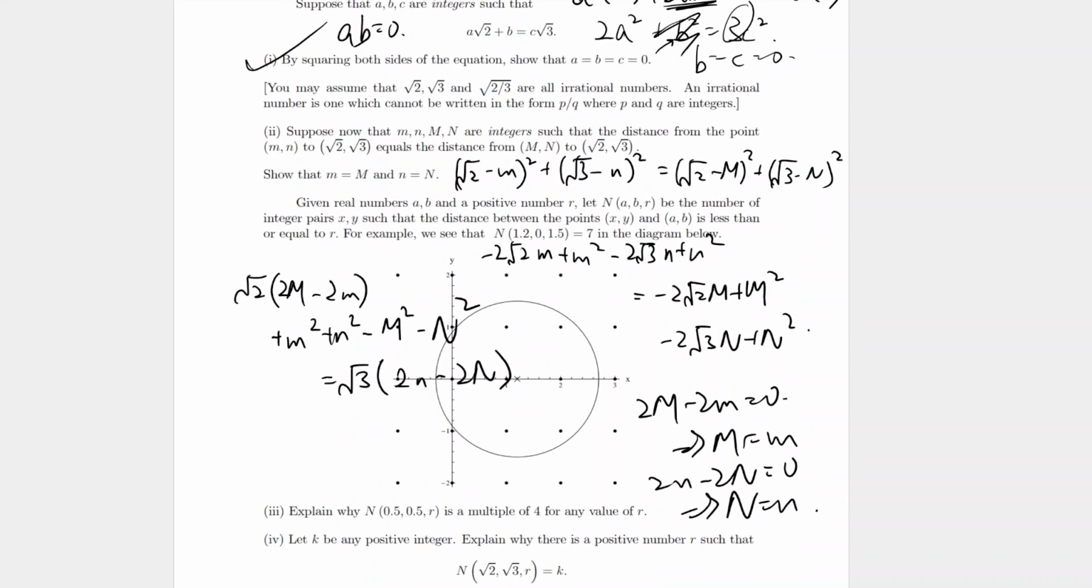Okay, good. Next one. Given real numbers a, b, and a positive number r, N of a, b, r, a bit of a triplet going on.